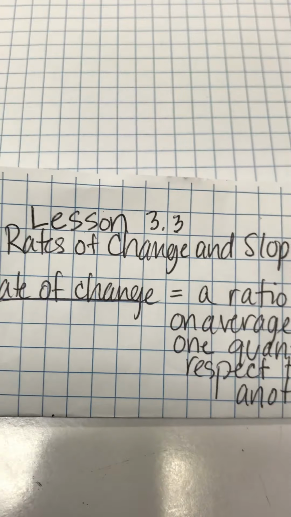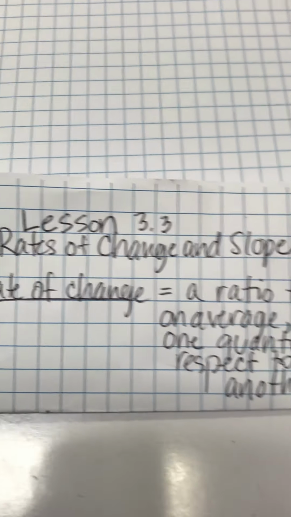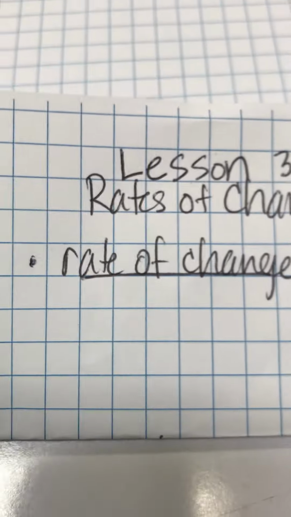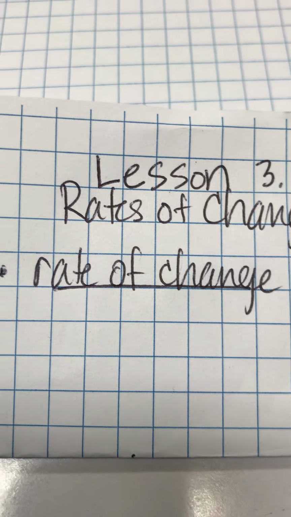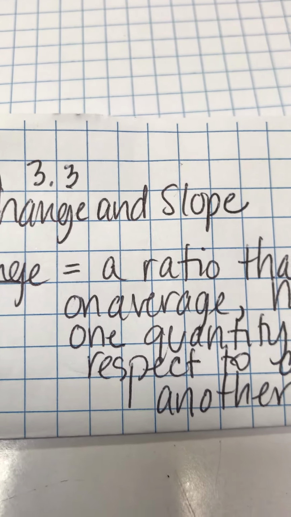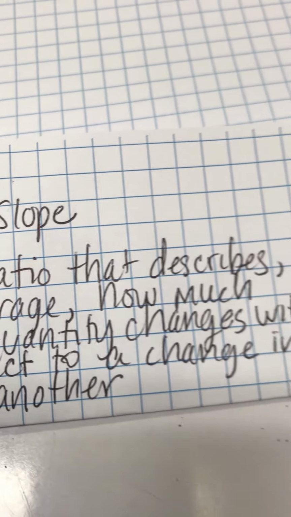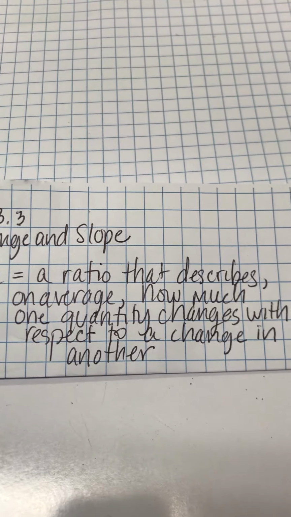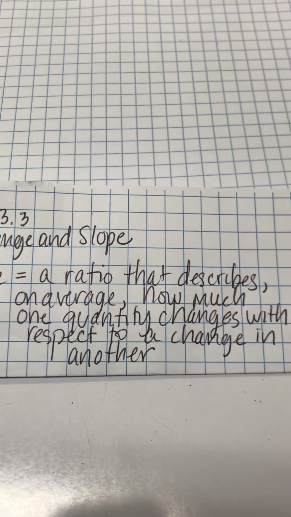Let's look at lesson 3.3. The title of lesson 3.3 is Rates of Change and Slope. And let's start with the definition for rate of change. Remember, rate is a ratio. So in our definition, we're going to think ratio. A ratio that describes, on average, how much one quantity changes with respect to a change in another.